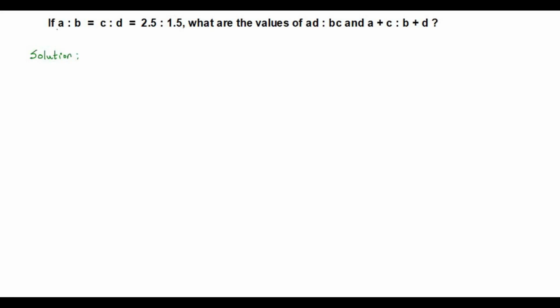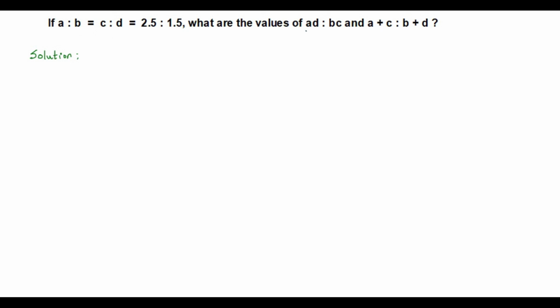Here we have a problem on proportion. Let's read the question. If A is to B is equal to C is to D is equal to 2.5 is to 1.5, what are the values of AD is to BC and A plus C is to B plus D? Here there is a continued proportion because there are three ratios equal, so it's a continued proportion.